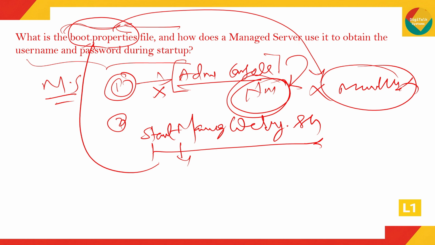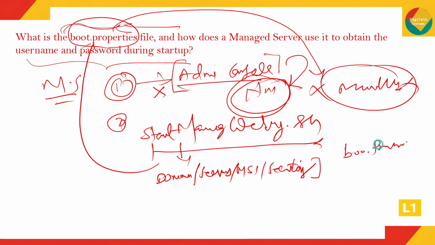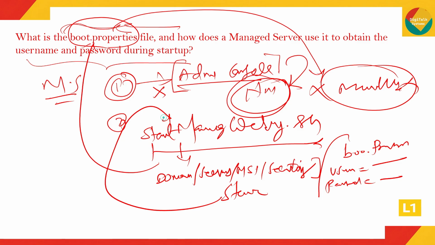Okay, similar to the admin server, go to the domain servers folder, and then inside the managed server folder, for example, you have a folder for managed server 1, which is named ms1. Create a folder with the name security. Inside the security folder, create a file boot.properties, then username equal to your username, password equal to your password, and then start your managed server with the help of this particular script.